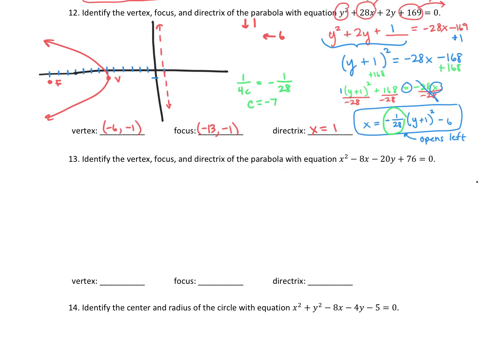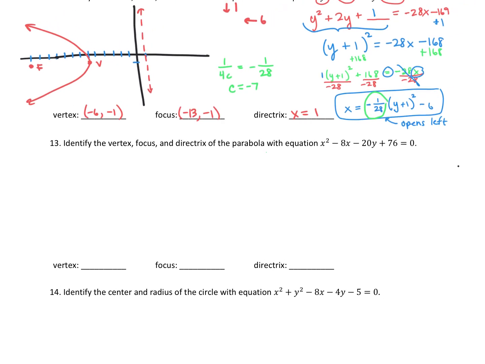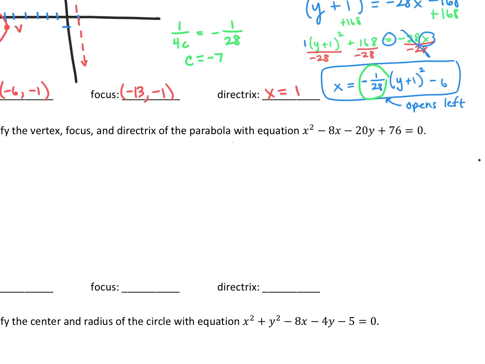All right. Well, these are some long problems, huh? All right, number 13. Identify the vertex, focus, and directrix of this parabola with the equation. All right, so again, our parabola is not in standard form, so we're going to complete the square to fix that. If it's a parabola, only one of the variables will be squared. So we're going to look through our equation, find the squared variable. It's going to be that x right there.